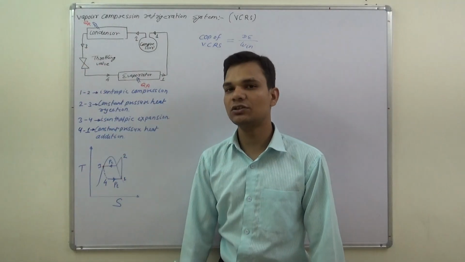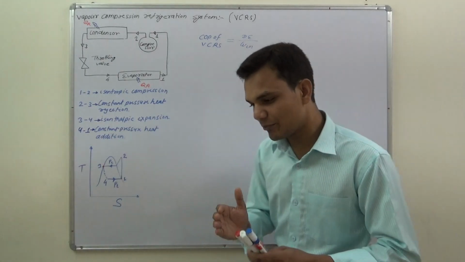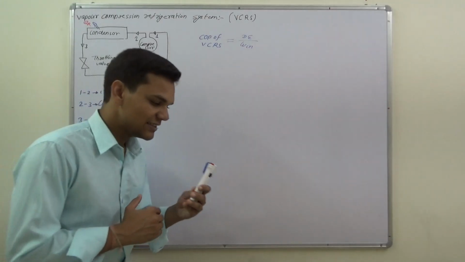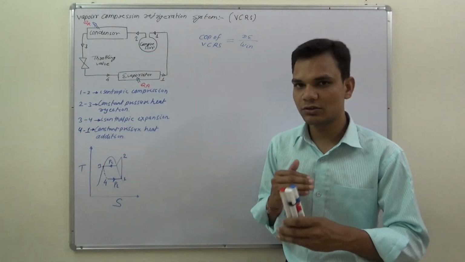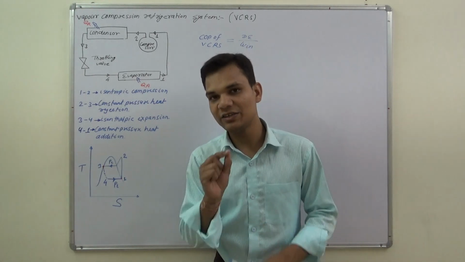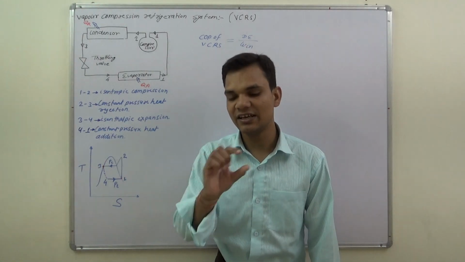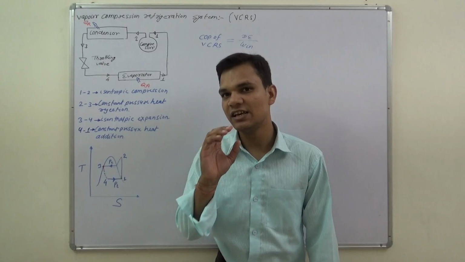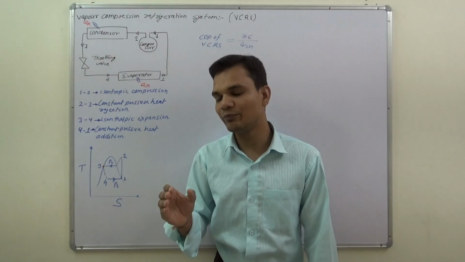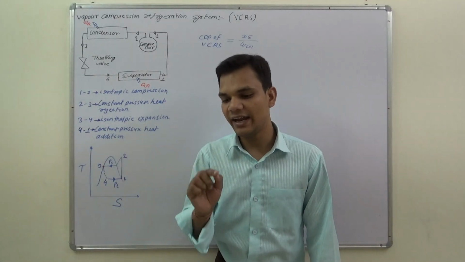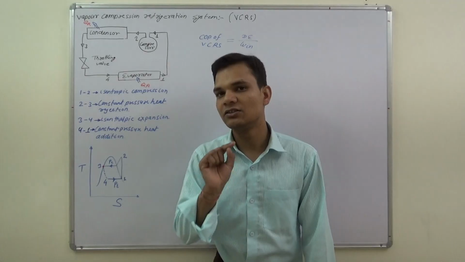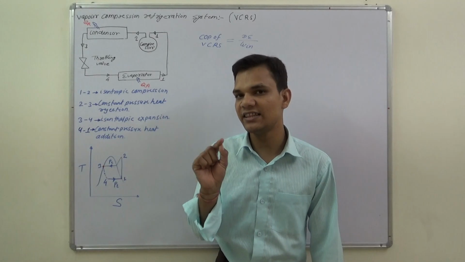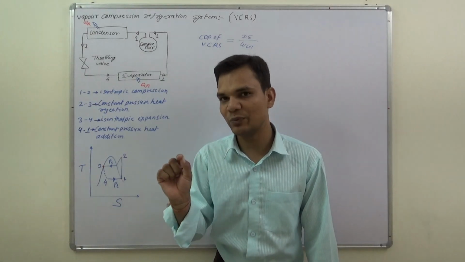The third component is the throttling valve. What is the work of the throttling valve here? Before that we understand what a throttling valve is. A throttling valve is nothing but a restricted passage. We pass the working fluid through a restricted passage, so the pressure of the working fluid decreases and its temperature remains constant. So throttling is a type of process known as an isenthalpic process, or constant enthalpy process.